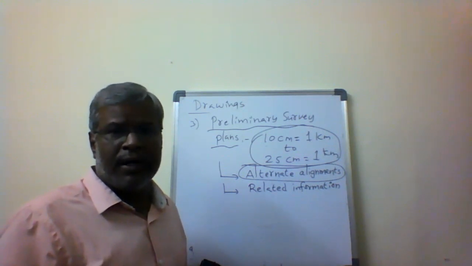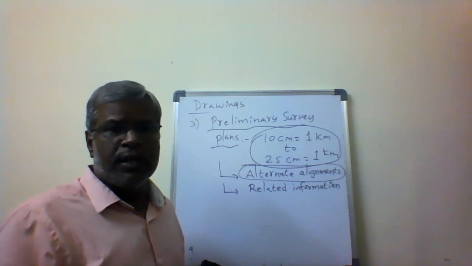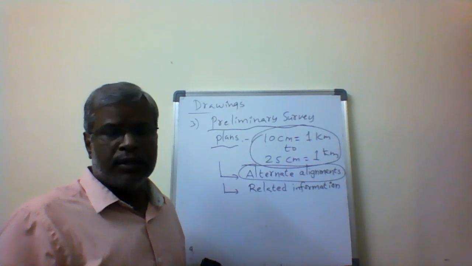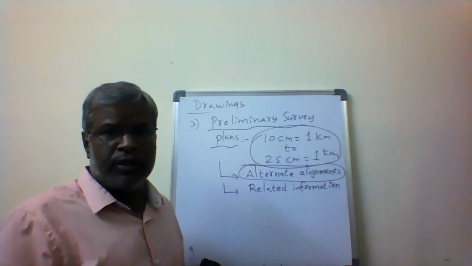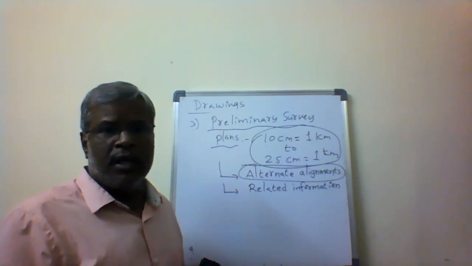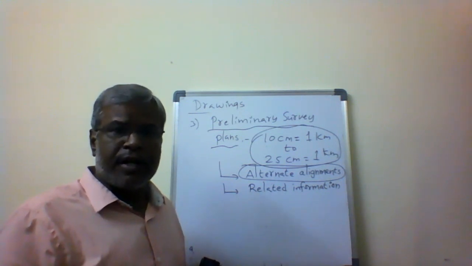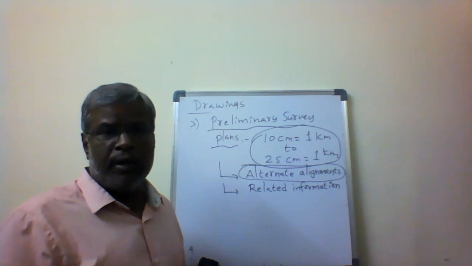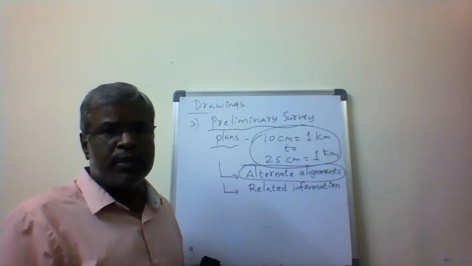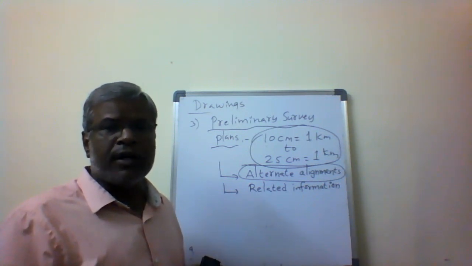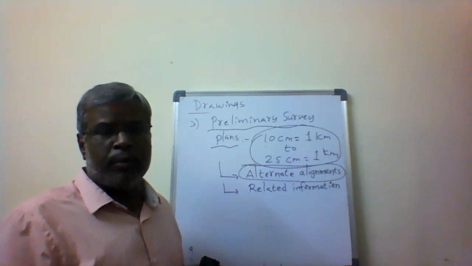Alternative alignments are to be prepared on the plan such that we can see which one will be the good alternative covering all those ideal requirements. Covering all the requirements, that is what we call alternative alignments. Then the related information for each and every alternative alignment is provided. That is called the preliminary survey plans. They comprise alternative alignments and related information, which we extract from the preliminary survey plans.